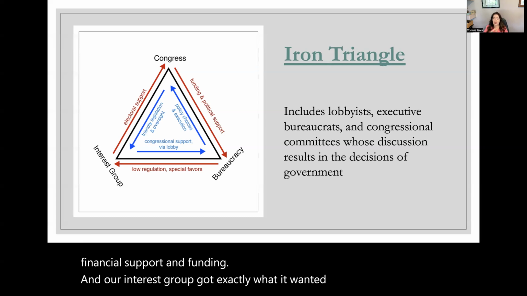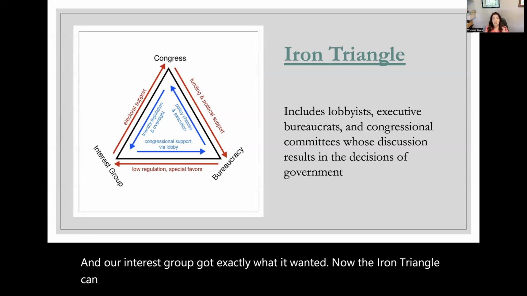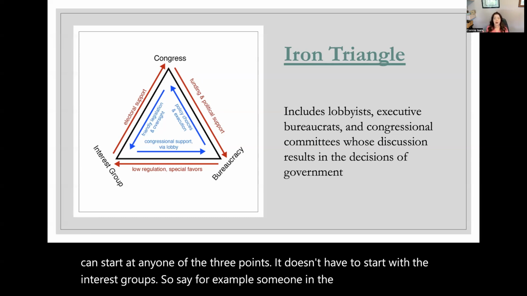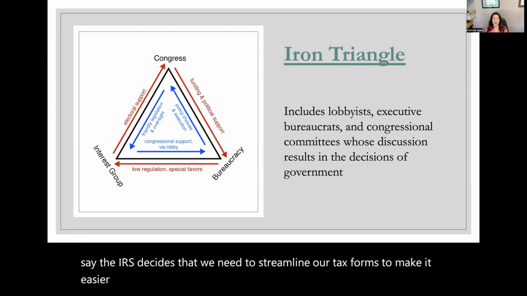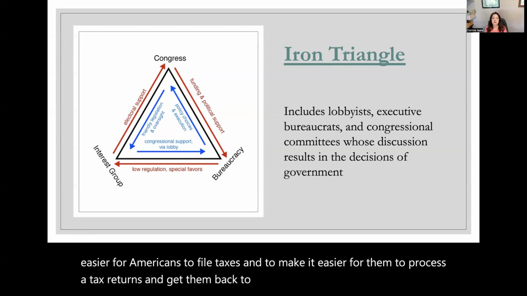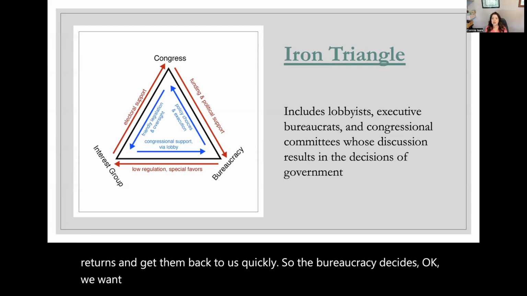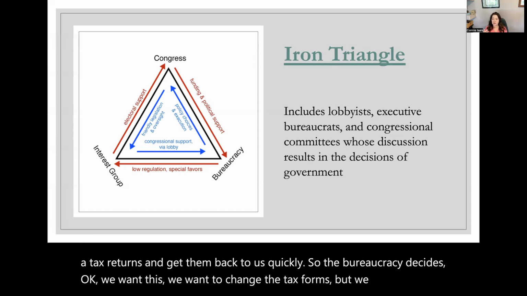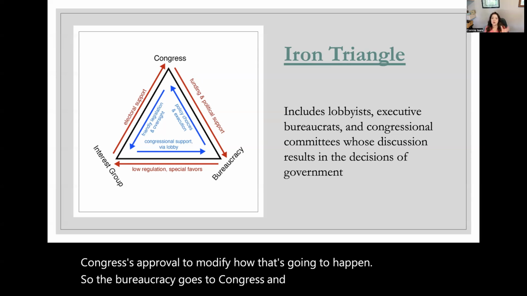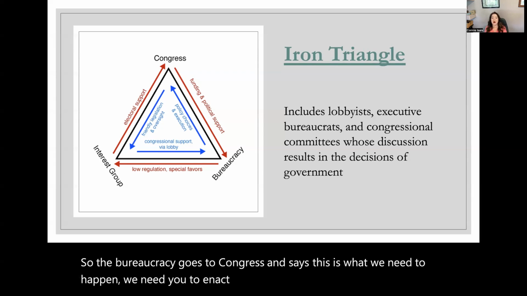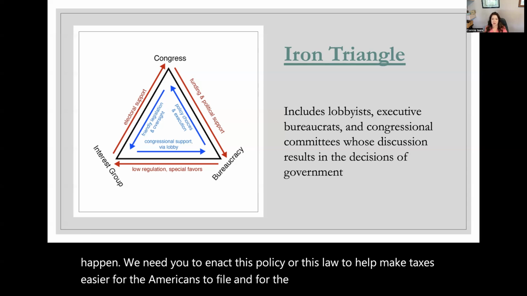Now, the iron triangle can start at any one of the 3 points. It doesn't have to start with the interest groups. So say, for example, someone in the bureaucracy, let's say the IRS, decides that we need to streamline our tax forms to make it easier for Americans to file taxes and to make it easier for them to process the tax returns and get them back to us quickly. So the bureaucracy decides, okay, we want to change the tax forms, but we need Congress's approval to modify how that's going to happen. So the bureaucracy goes to Congress and says, this is what we need to happen. We need you to enact this policy or this law to help make taxes easier for Americans to file and for the bureaucracy to actually process.